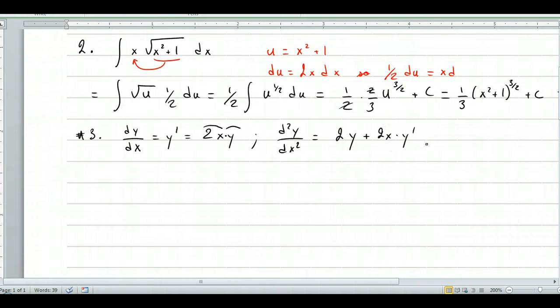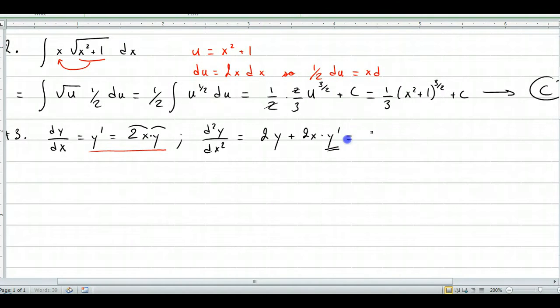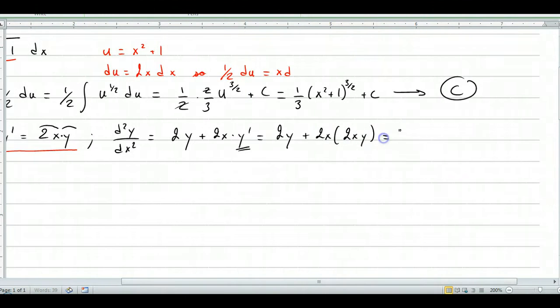So let's look at the answer. Well, it ain't there. It's not there, and the thing is, you don't have any y prime in the answer. So where's the y prime? How did they get rid of it? Well, look, here's a y prime right there. They replaced it. Y prime is 2xy, right? So let's see where we're going with that. 2y plus 2x times 2xy. So that is 2y plus 4x squared y. 2y plus 4x squared y, that's e.